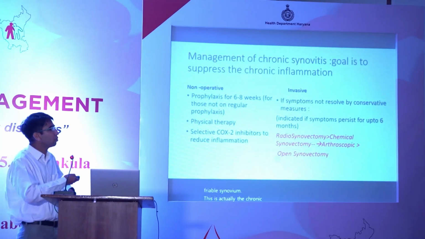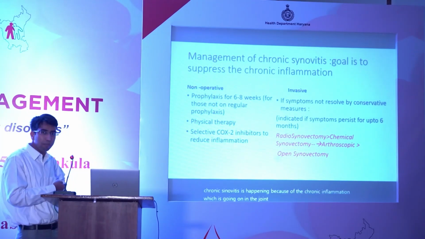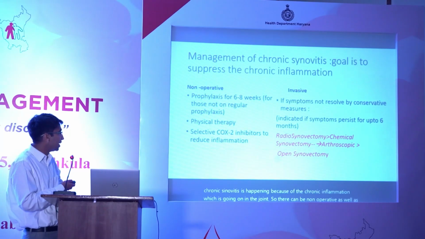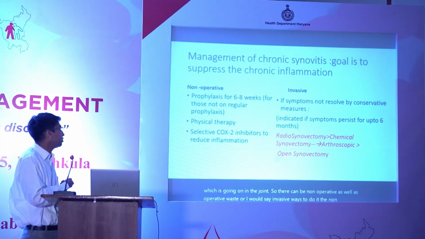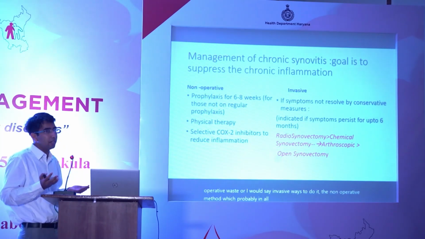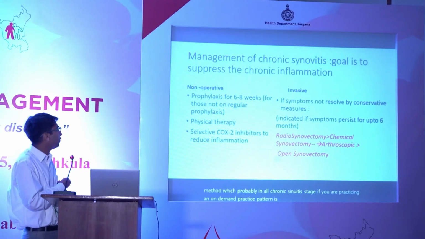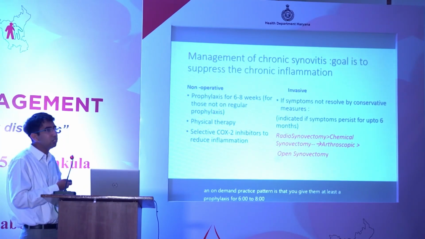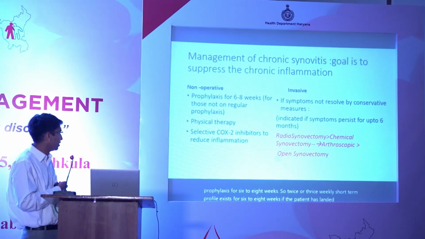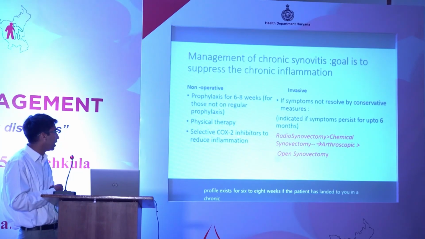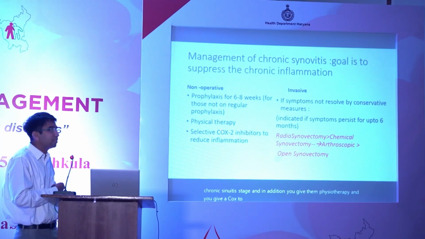How do you manage this? Chronic synovitis is happening because of the chronic inflammation going on in the joint. So there can be non-operative as well as operative, or I would say invasive, ways to do it. The non-operative method, in all chronic synovitis states if we are practicing an on-demand pattern, is that you give them at least a prophylaxis for 6 to 8 weeks. So twice or thrice weekly short-term prophylaxis for 6 to 8 weeks if the patient has landed to you in a chronic synovitis stage, and in addition you give them physiotherapy and a COX-2 inhibitor, etoricoxib or celecoxib, to reduce the inflammation.